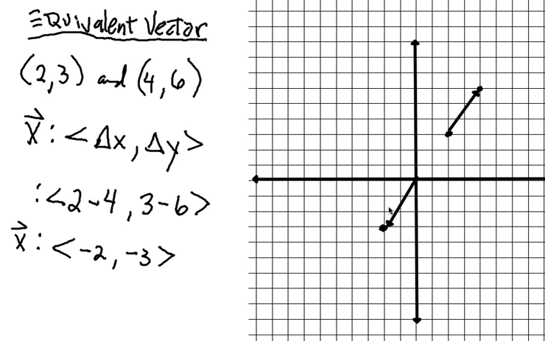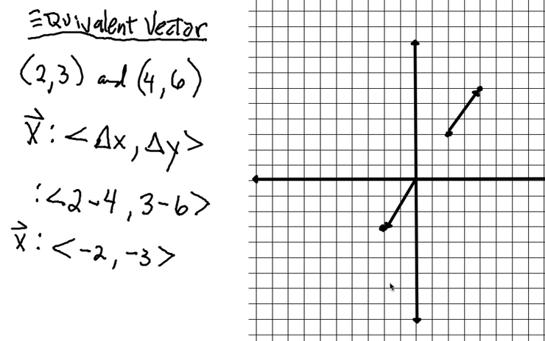So what I want to do is move this so I can show you that they do have the same direction. Well, slightly off, but they do have the same direction. And they have very much the same magnitude. You might even say they're parallel vectors. And parallel vectors, if they have the same magnitude, are equivalent vectors.